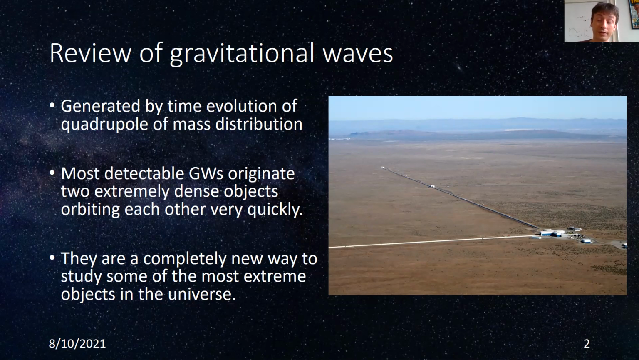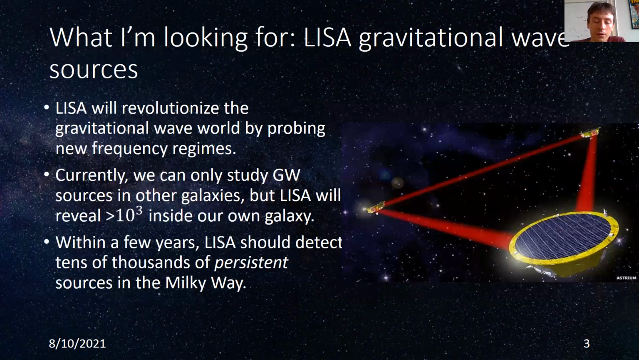And the reason dense object is important is, to get sufficiently large strain in the space-time metric, you need the length scales over which the gravitational perturbation happens to be quite small. And in order to make those length scales small, you need your source of mass, basically your quadrupole moment, to be concentrated into a small region of space. And so gravitational waves are basically a tool for us to study some of the most extreme objects in the universe as a result.